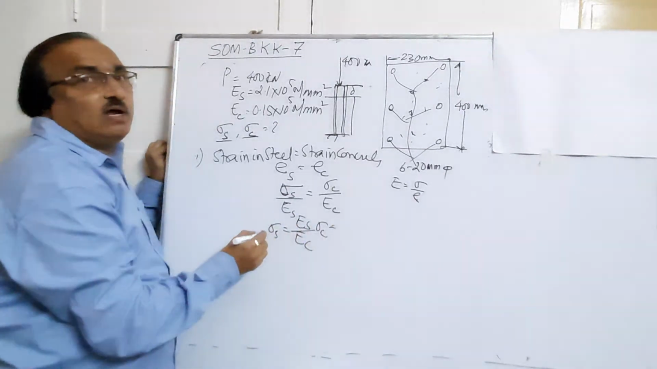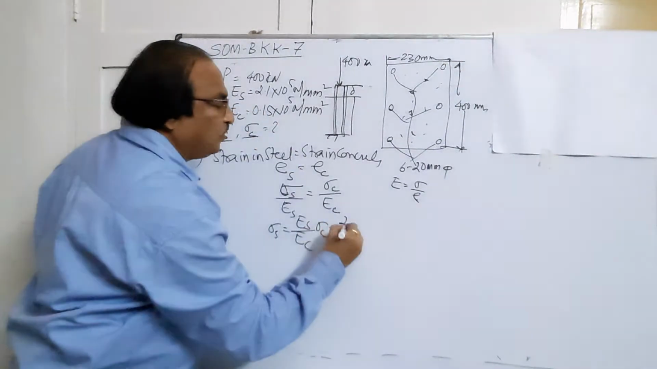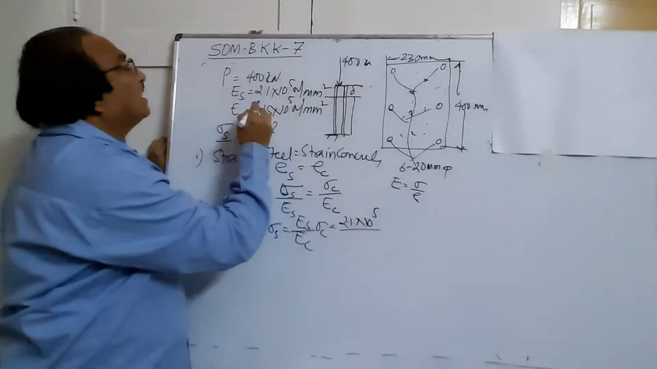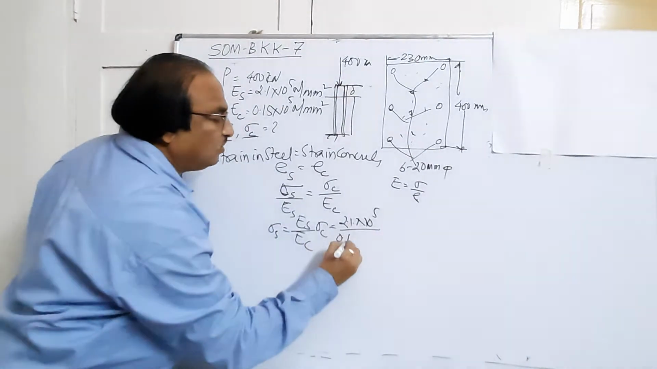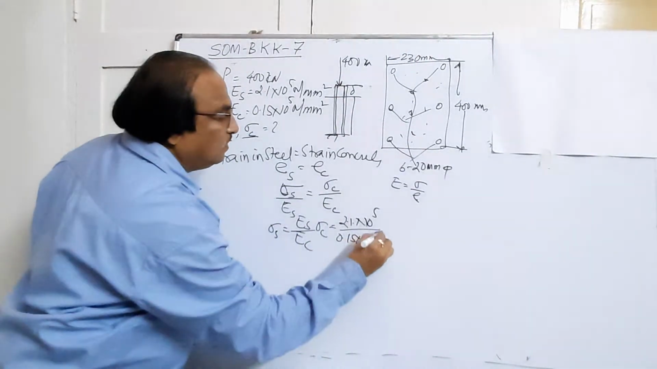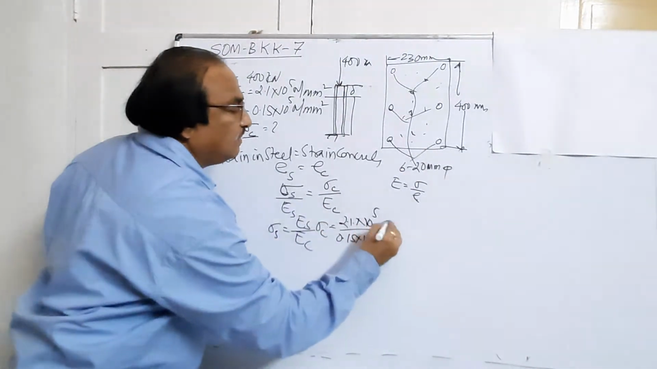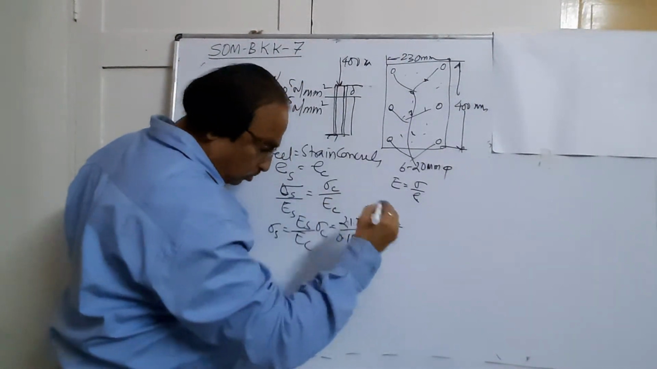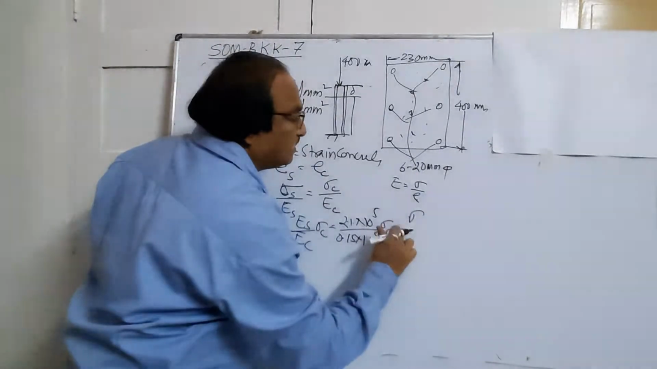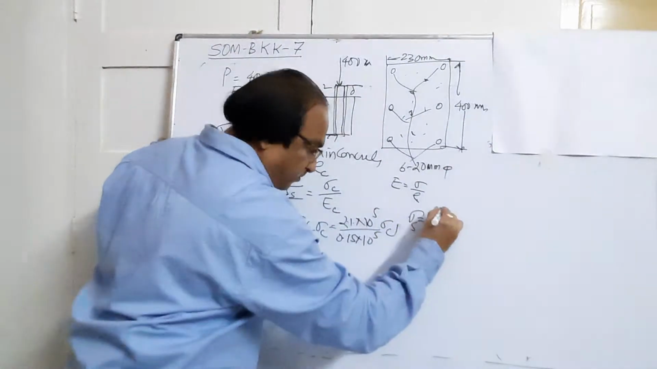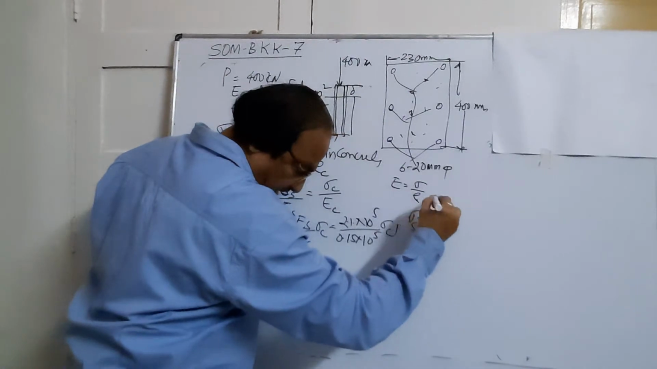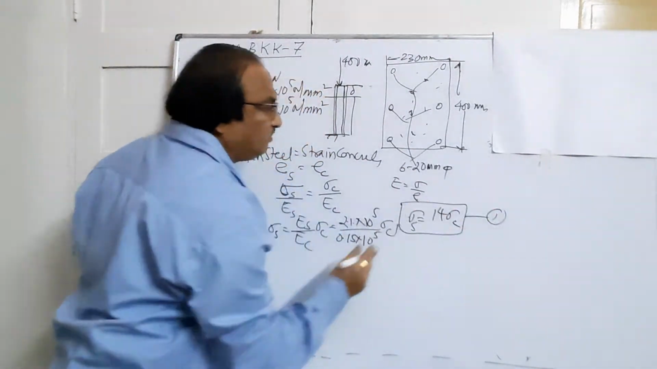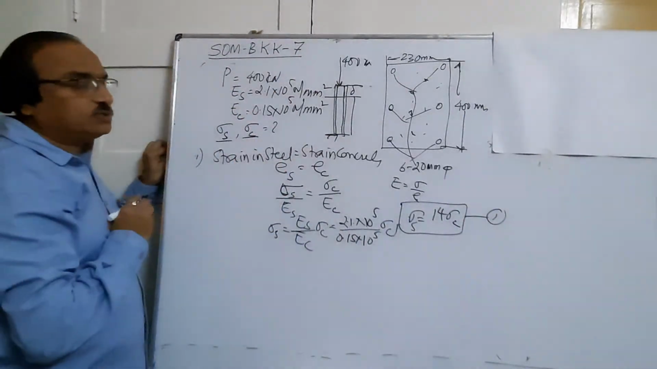If I substitute the value of ES as 2.1 into 10 to the power of 5 divided by EC as 0.15 into 10 to the power of 5, into sigma C, and simplify this, you get the relation between sigma S and sigma C: sigma S is equal to 14 sigma C. So we got one relation here by using strain in steel is equal to strain in concrete.